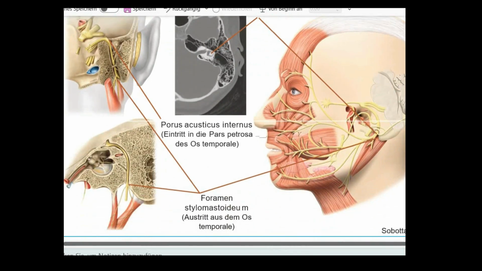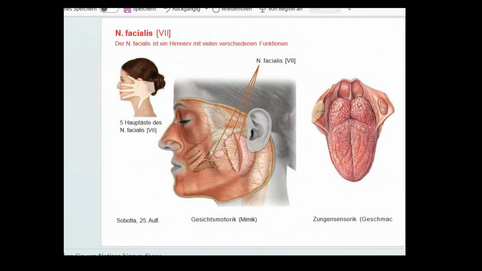Furthermore, there is another function for the facial nerve. It's not motor, but sensory, and it is responsible for taste in the front two-thirds of the tongue. We can refer to this area here. It's sensory.